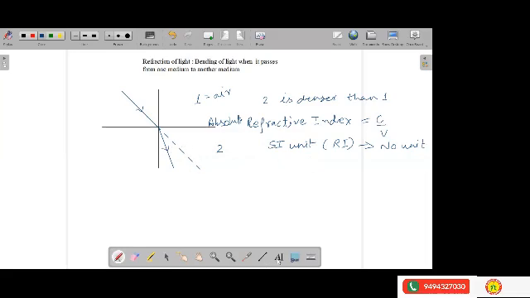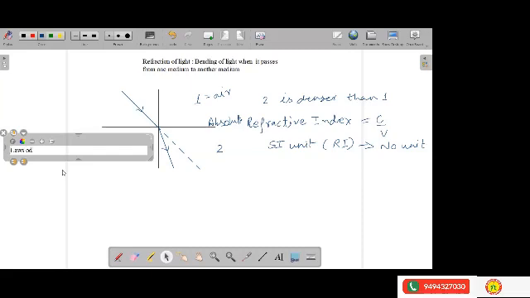Now we will discuss the laws of refraction. Earlier we had discussed the laws of reflection. Can anyone give me the laws of reflection? The angle of incidence is equal to the angle of reflection. Any other? The incident ray, the reflected ray and the normal lie in the same plane.